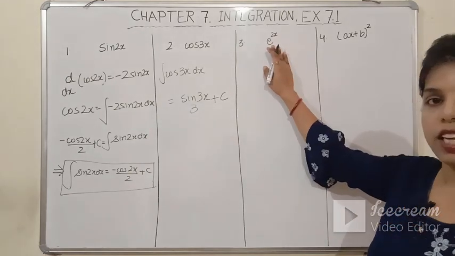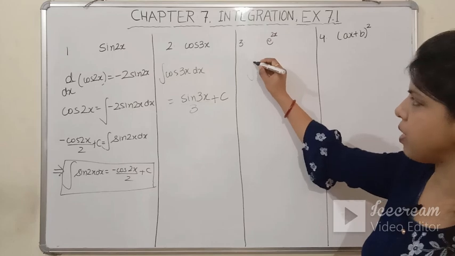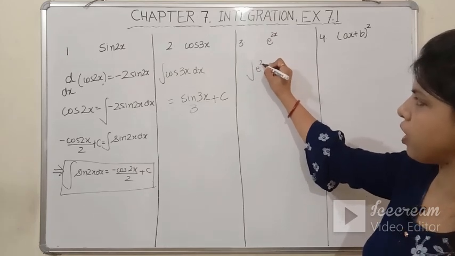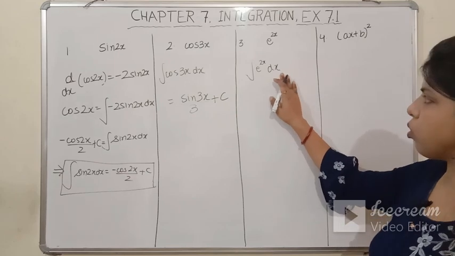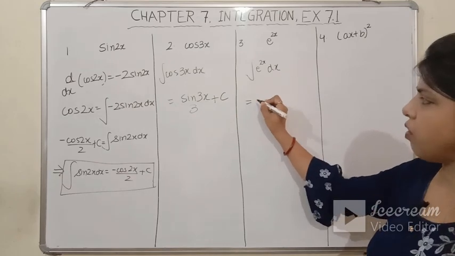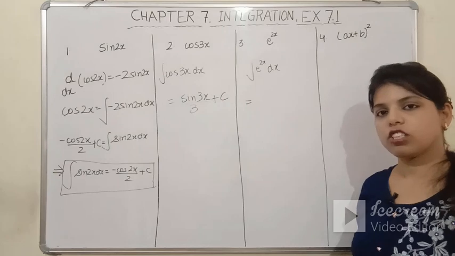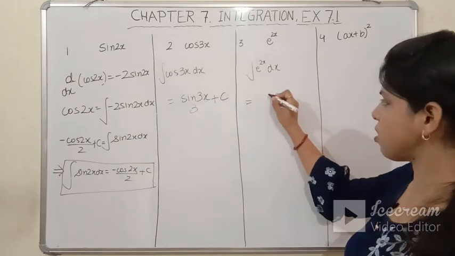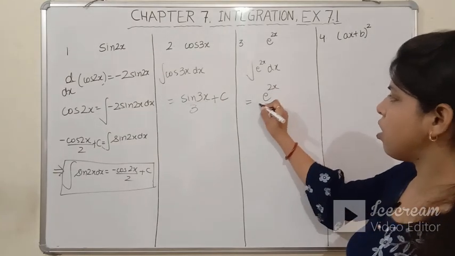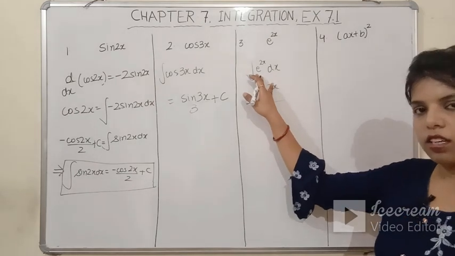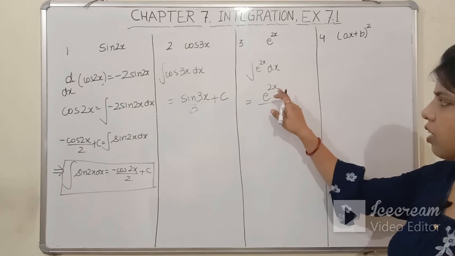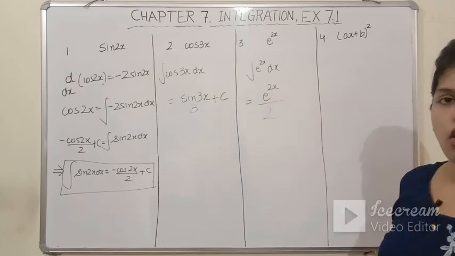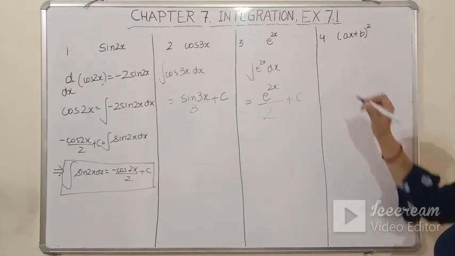The next question is integration of e raised to power 2x. Please remember, first of all you have to put the integration operator over there. So the integration of e raised to power 2x dx is equal to, all of you know that the integration of e raised to power x is e raised to power x, nothing is going to change over there. So the integration of e raised to power 2x is e raised to power 2x, and what is the coefficient of x here? That is 2. So 2 will come in the denominator, plus c. So these are very simple questions.